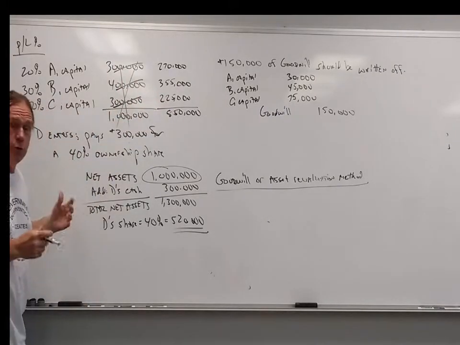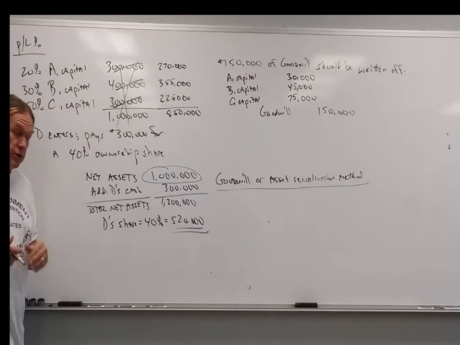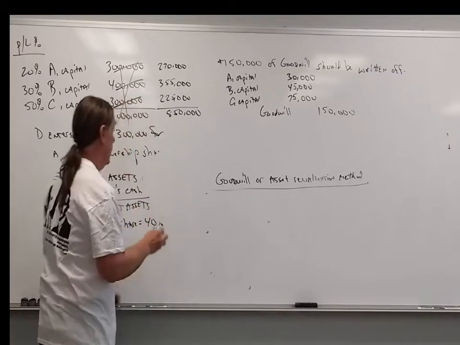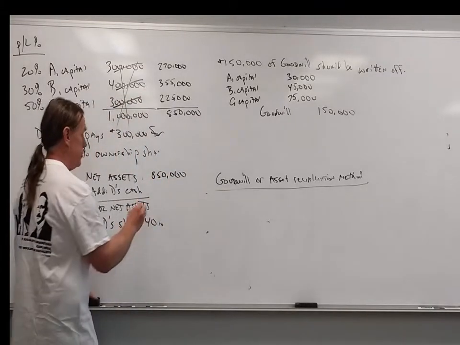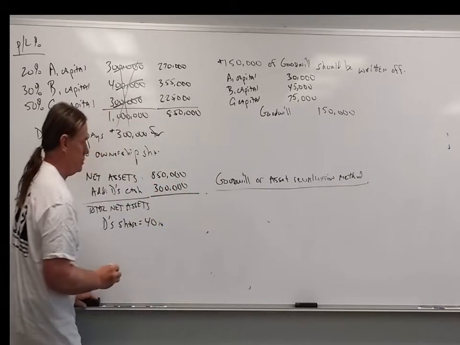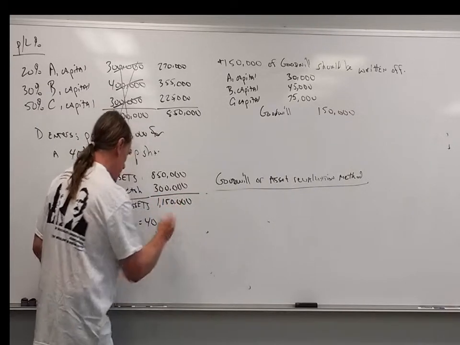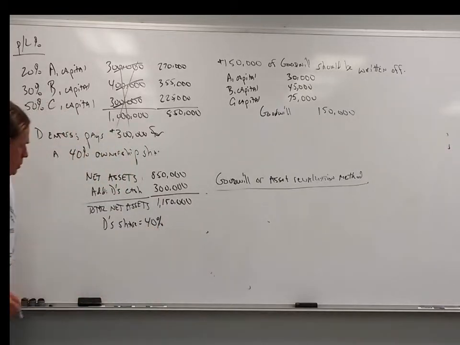So now let's go ahead and go through this. Is D buying his way in at a premium or discount again? So we say, okay, the net assets are $850,000. D's contribution is going to be $300,000. So after D makes that contribution, total net assets will be $1,150,000. D's share is going to be 40%, or whatever that is, $460,000.